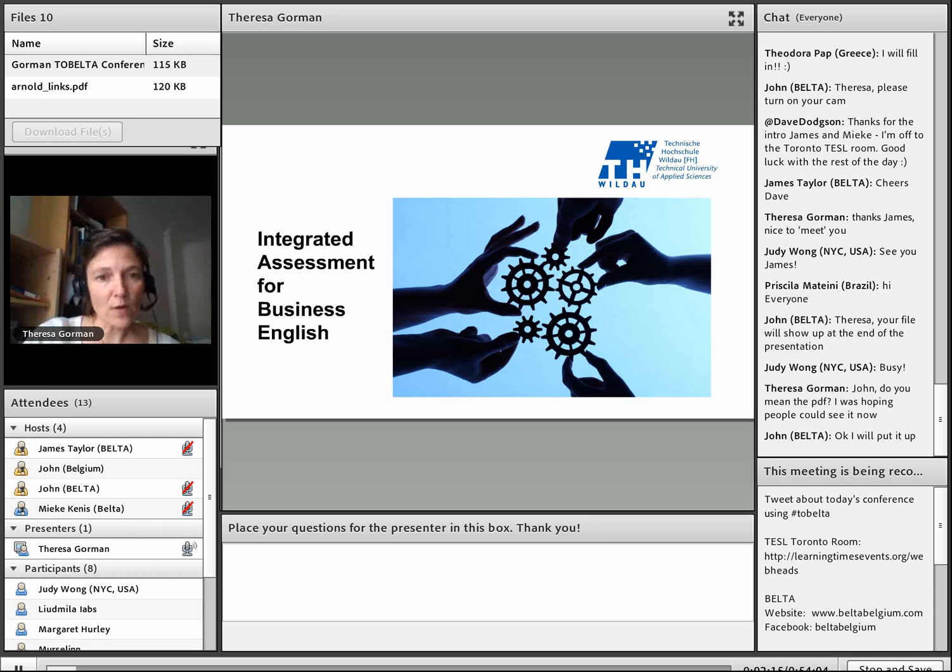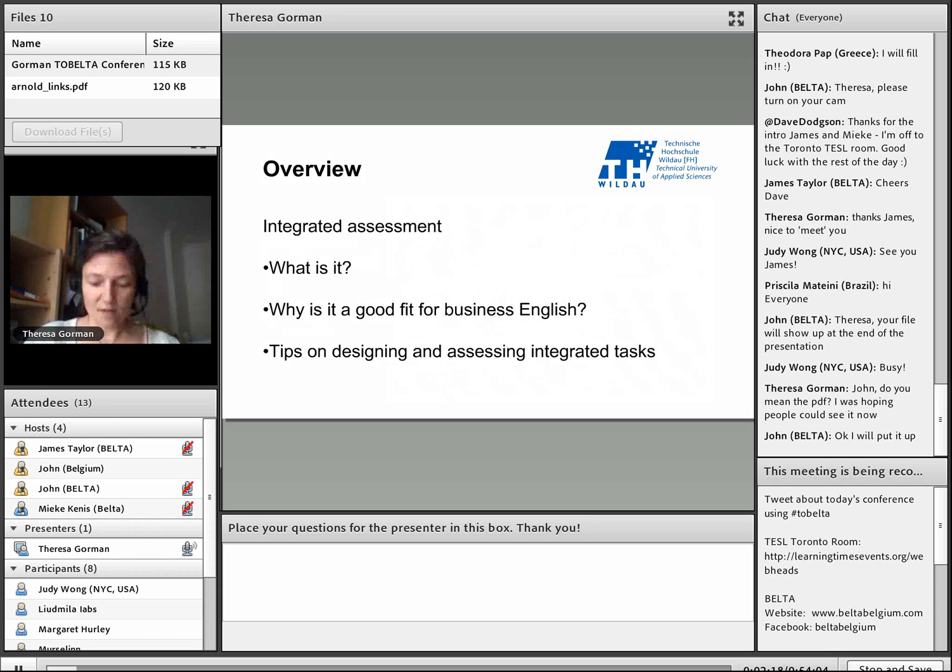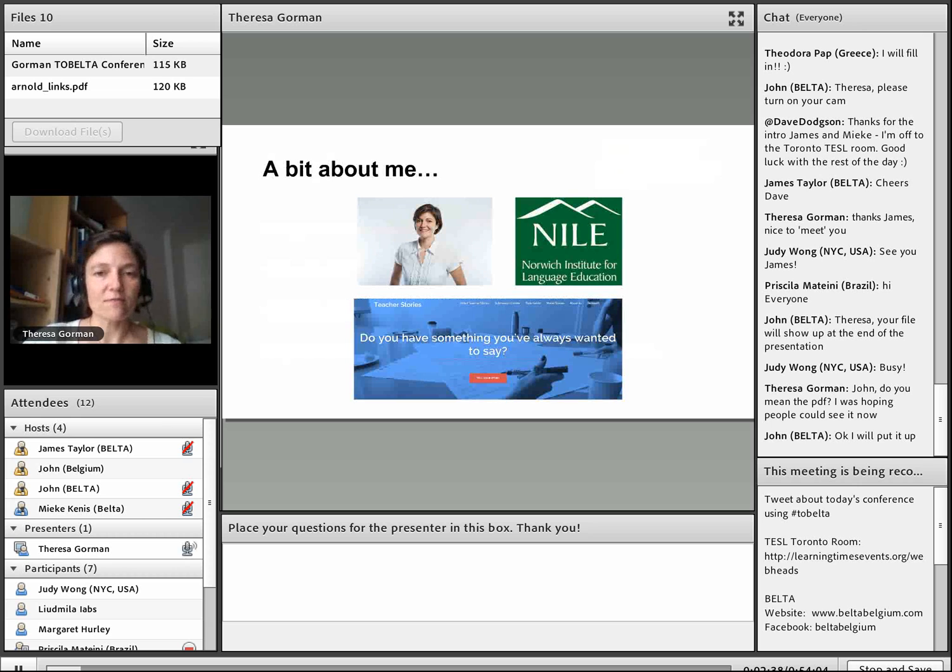Just by way of overview, I'd like to talk about what integrated assessment is briefly, why I think it's a good fit for business English, and if we have time, some tips on designing and assessing these types of tasks.